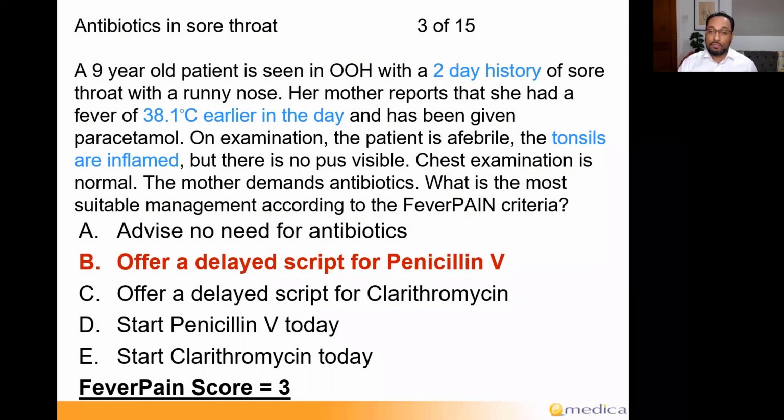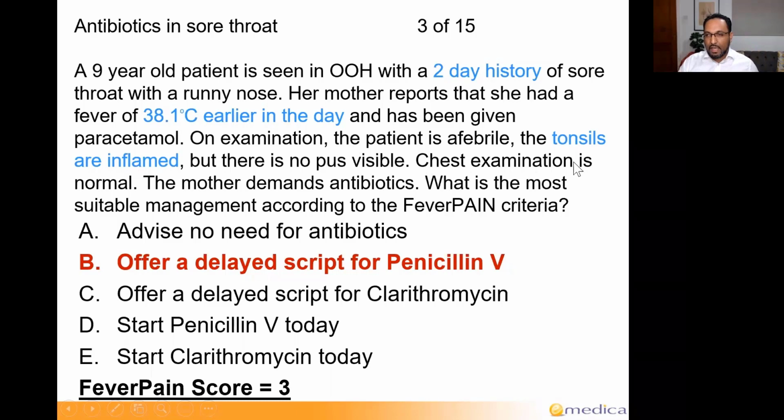That's because this patient has a FeverPAIN score of 3. Let's look at where they get the 3 points. The first is that they've presented within 3 days, a 2-day history, so they get a point for that. Mother reports she had a fever of 38.1 earlier in the day. Even though they're afebrile on examination now, they've had a fever within the last 24 hours, and you just have to take the patient's word for it. So you accept that mum recorded this, and that gets a point.